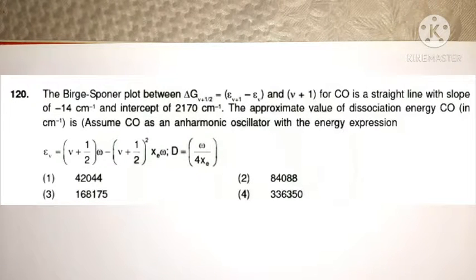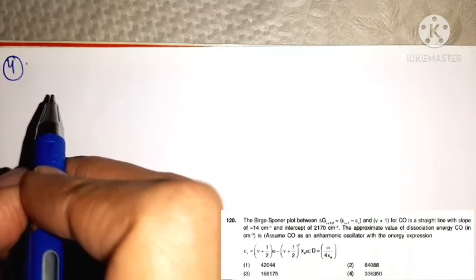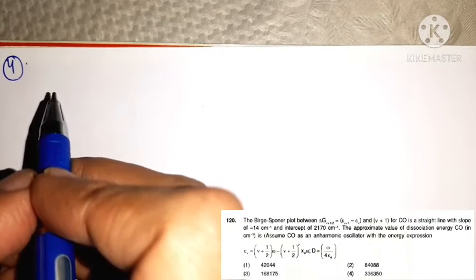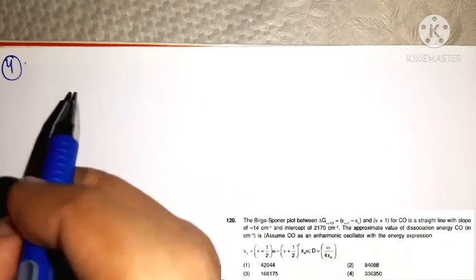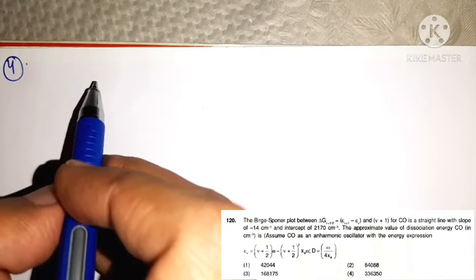So let's do the solution of this question. Friends, this question is asked for 4 marks. Now first of all, we have a straight line plot between delta G and nu plus half.